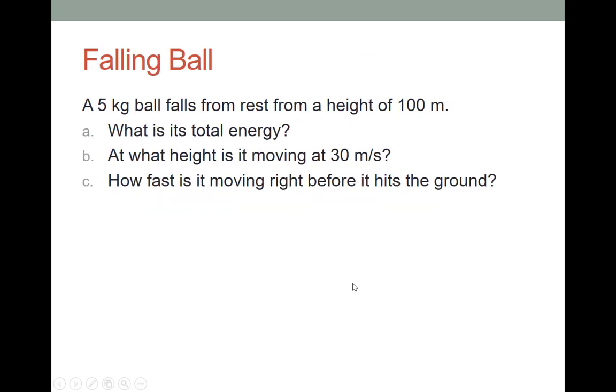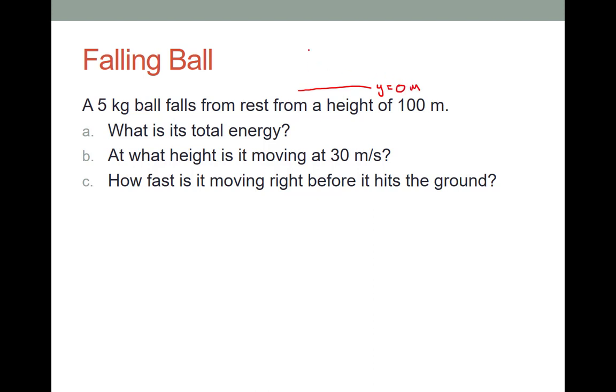Let's now apply this to just a falling object. So we're going to look at a 5-kilogram ball falling from rest from a height of 100 meters. I like to draw a picture. It's not a very involved picture, but I'm going to let the ground be my 0 height location.